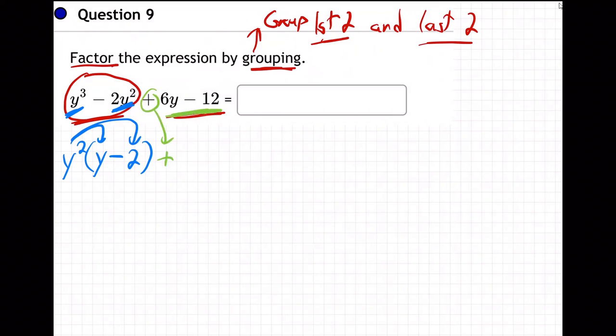And now we factor these two. And what do they have in common? Well, 6, right? 6 goes into itself and into 12. Okay, and then put a minus in the middle, and 6 times what will go back to 6y? Well, just y. Then 6 times what will go back to 12? 2. Like that. Okay. Now, we're not done here.